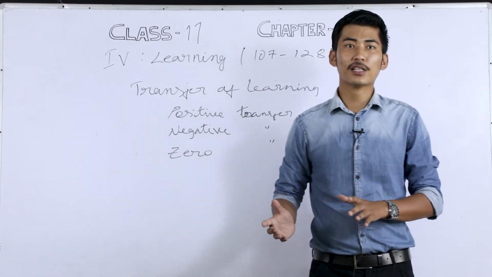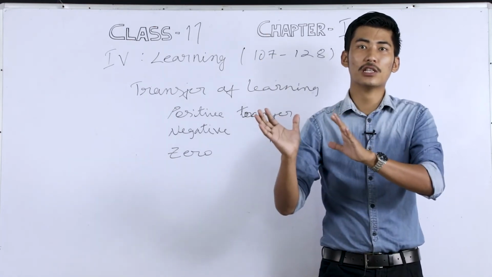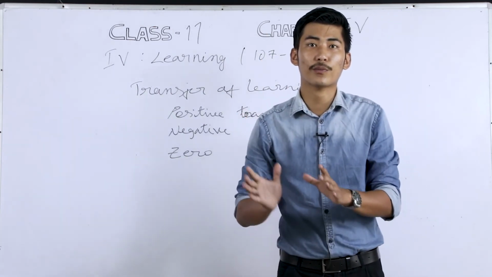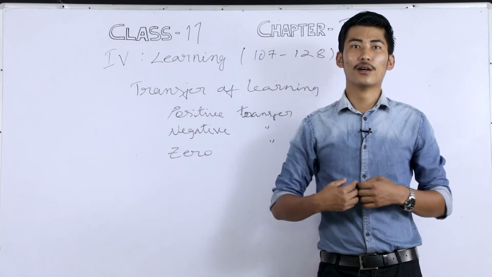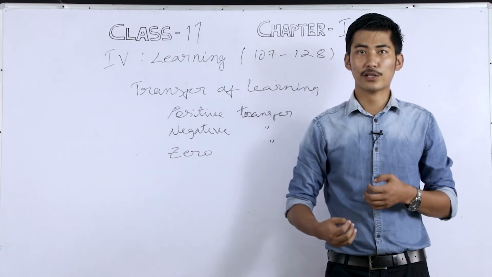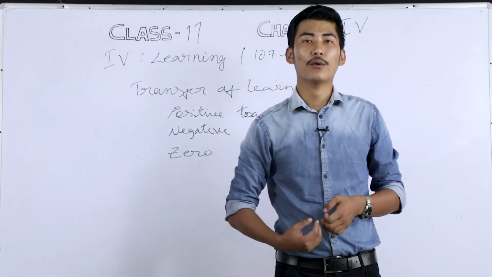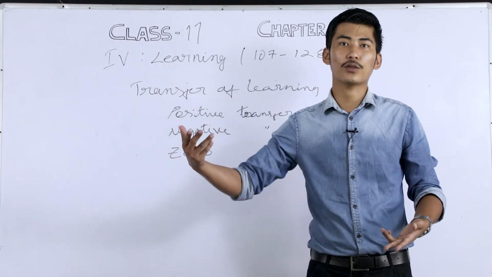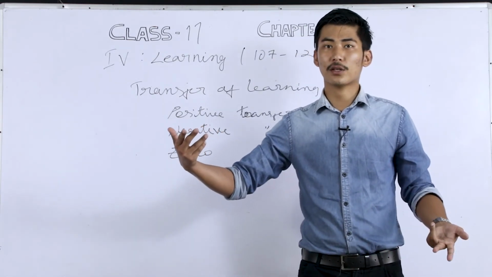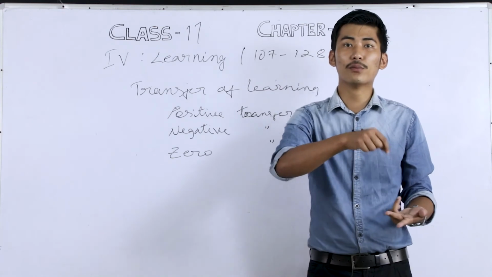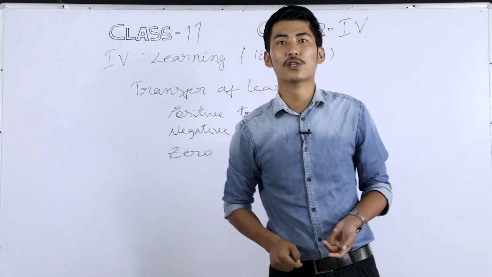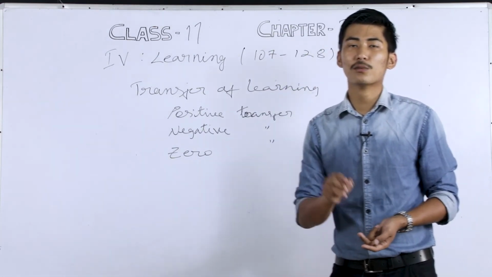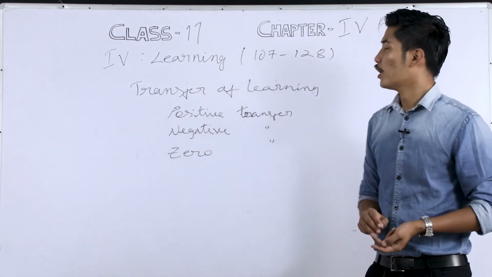Transfer of learning basically means that when your past experiences or past learning are effective in your present situation, when you are learning something new, and the past experiences help you in your new learning, it is known as the transfer of learning. And there are three types of transfer of learning.